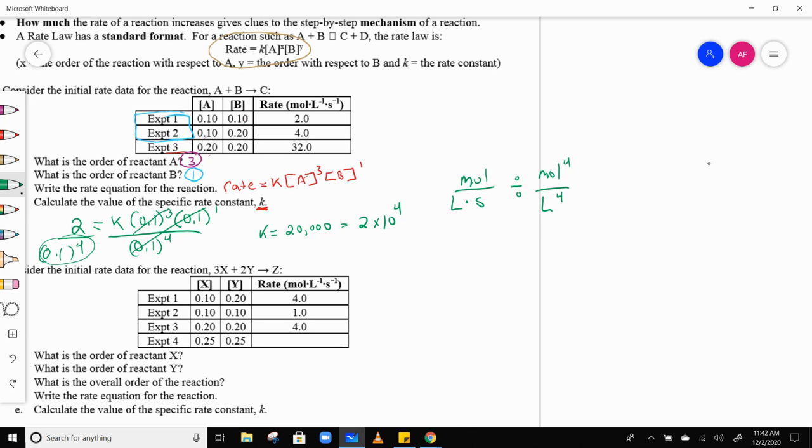All right, and when you divide a fraction by a fraction, you multiply by the reciprocal. So you have moles over liters per second, or liters times seconds, times liters to the fourth over moles to the fourth. So you just flipped it and made it the reciprocal. Now when we do this, this is going to cancel one of these and you get to the third. And then this is going to cancel with this and you get to the third. So the units now are liters to the third over moles to the third times seconds.